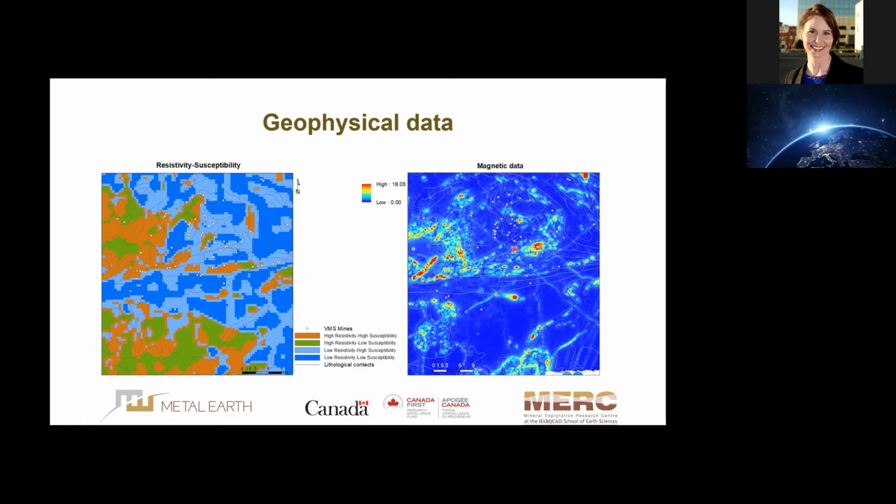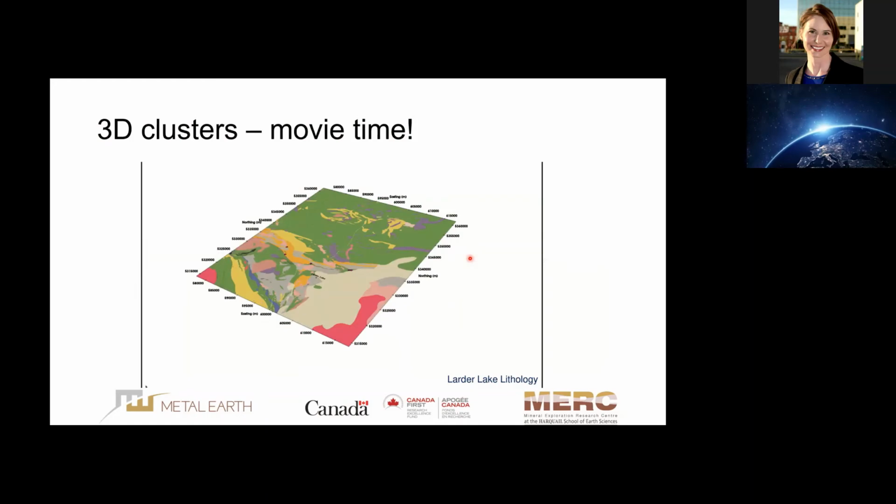This is our magnetic data, where we're looking at magnetic anomalies. Again, this is an example of maps we put into our model.